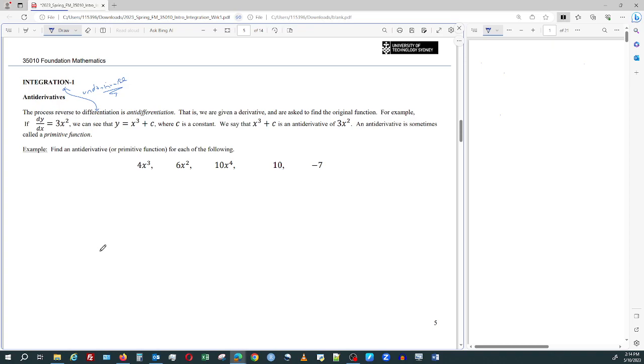We're used to taking a y and differentiating it. y dash is equal to x squared. Now, I want you to think about what it would be like if we went in reverse. What if we were given y dash is equal to x cubed?